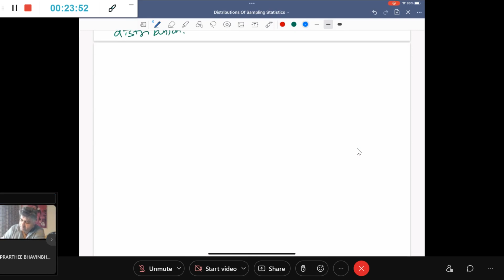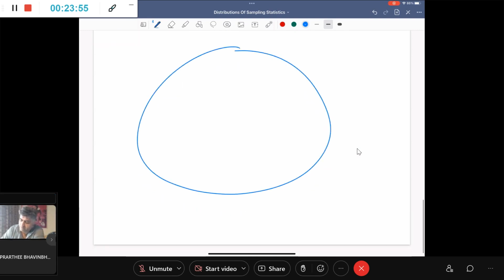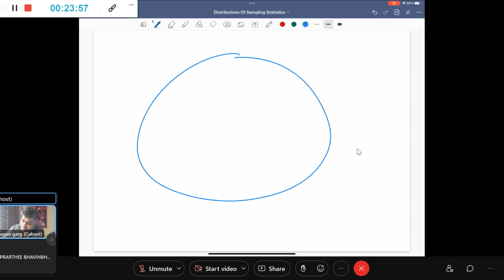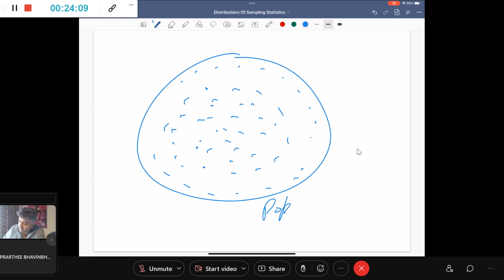So just to look at it visually, let's say this is the whole population. This is the entire population, and you pick some samples from here. So the red dots are the sample. Okay, and then we will define some characteristics.